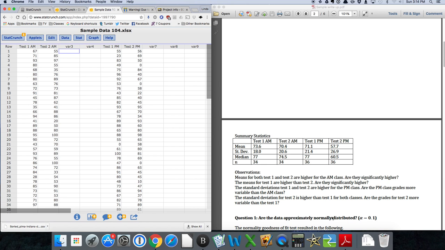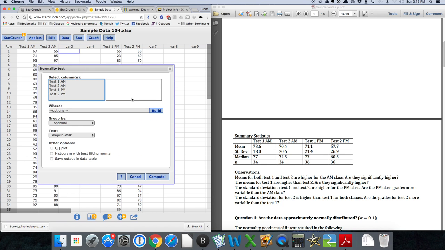Now, the first question I want to determine, the first question on my list, is: are the data normally distributed? If they're not, then I can't go any further. So I need a way to check whether my data is normally distributed, and there's a way to do that. Go into Stat, down to Goodness of Fit, and right here is the normality test.